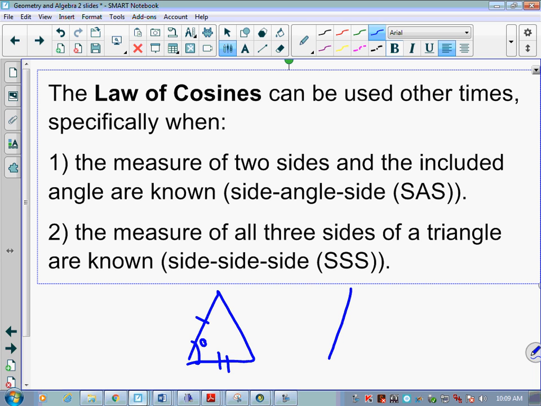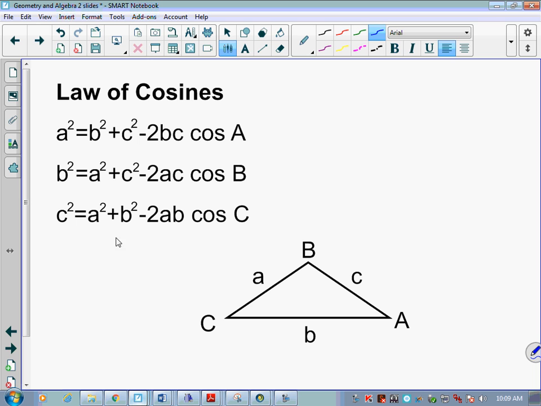And these are for non-right triangles. So if I know this guy, and this guy, I can find all the other bits of information. I can find all the other angles, okay? So we'll show exactly how that works whenever we get into this next slide. So the law of cosines works like this.